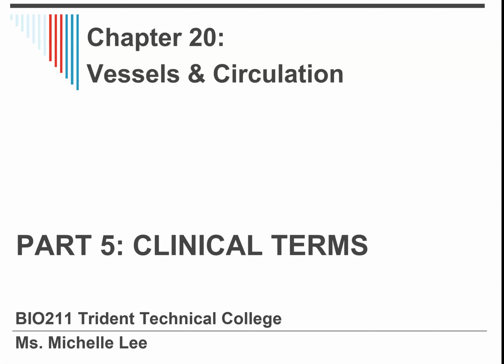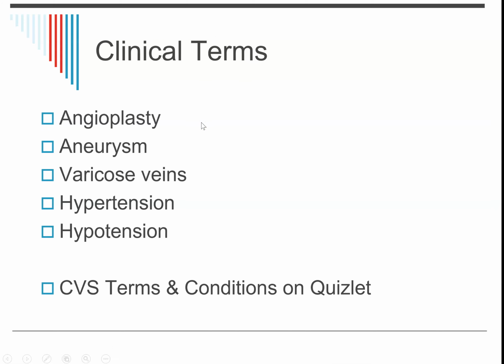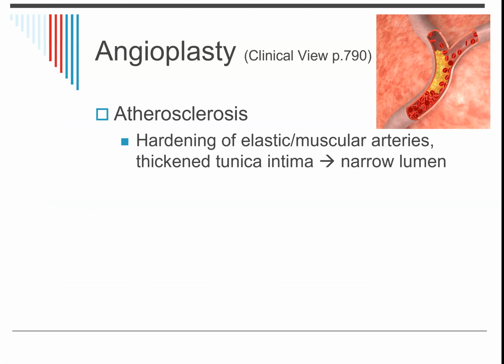All right, the last little bit here for chapter 20 is just some clinical terms that I've added here at the end. These are things that are in your objectives for lecture. Things like disorders, cardiovascular system, lots of terms and conditions. And these are on Quizlet in the lab page as well, I believe. So first up is on page 790 of your book.